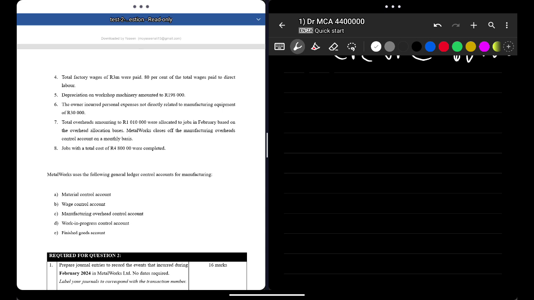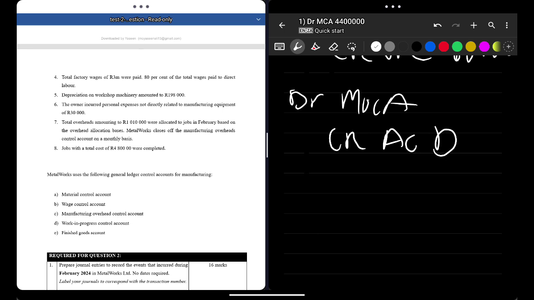Depreciation of workshop machinery. As soon as they say depreciation of machines, debit factory overhead, MOCA, and then credit accumulated depreciation, ACD. Done, with the same amount, right?